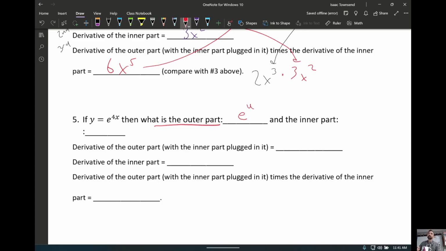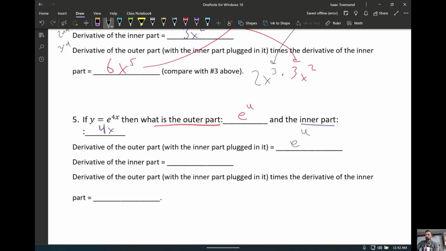So I'm going to call this e to the u. And what's being plugged into that, the inner part, is 4x. I'm plugging 4x into e to the u to get e to the 4x. You got to identify what's being plugged into what. So step 1, take the derivative of the outer part. I'm going to start rephrasing this now. I've been saying the derivative of e to the x is e to the x, and that's true. But now I'm going to say the derivative of e to something is going to be e to the something.